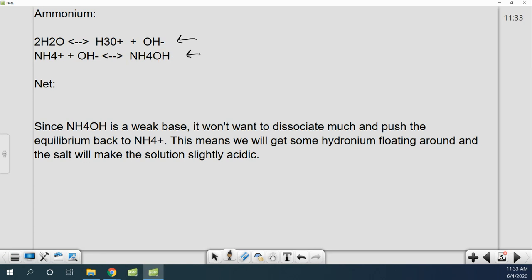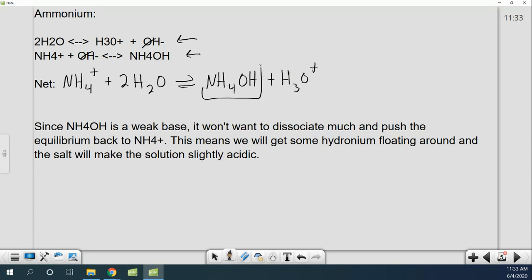Then you write your net equation. My hydroxides cancel. I've got ammonium plus a couple of waters gives me ammonium hydroxide plus H3O+. And so again, I've got to figure out ammonium hydroxide, strong base or weak base?